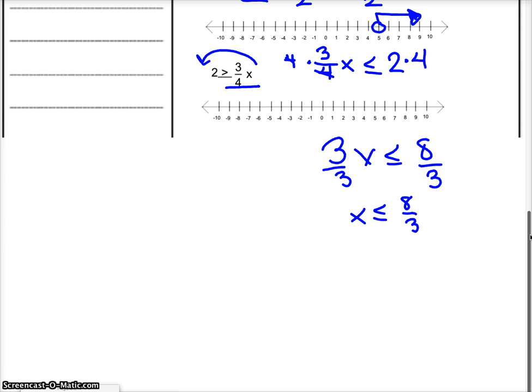Now watch how I graph that. It's not perfect, and don't be a perfectionist. 3 goes into 8 2 times, with 2 remaining, so it's like 2.6-ish. So I'm just going to make a circle a little bigger than 2.5 and go to the left. It's a rough estimate, but I do use my critical thinking that 8/3 is like 2 2/3, which is 2.6 repeating.